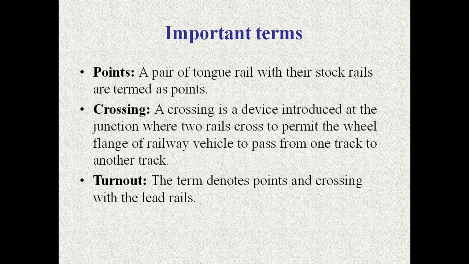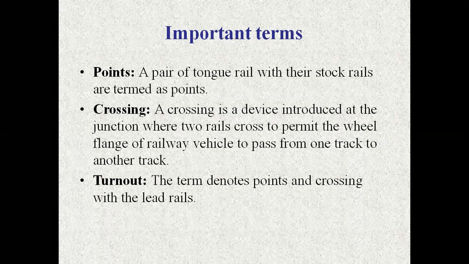Points are nothing but a pair of tongue rails with their stock rails. A crossing is a device introduced at the junction where two rails cross to permit the wheel flange of a railway vehicle to pass from one track to another track. Crossing is nothing but a device introduced at the junction where two rails cross to permit the wheel flange of that particular rail to pass from one track and change its main direction to the branch line.